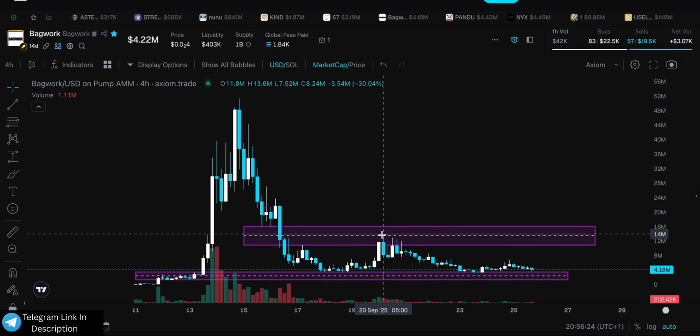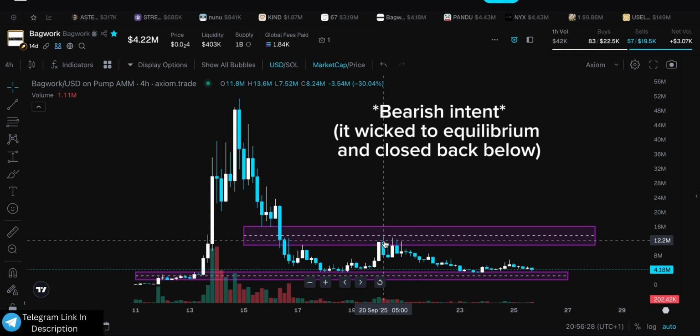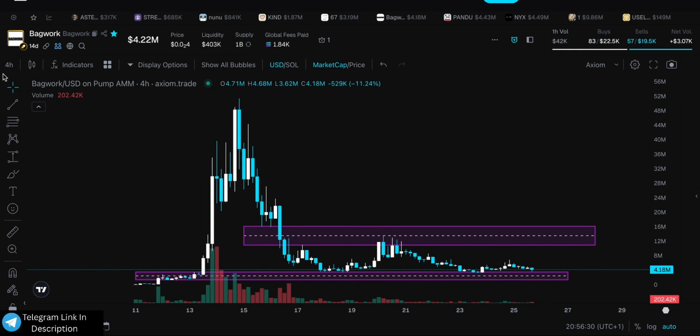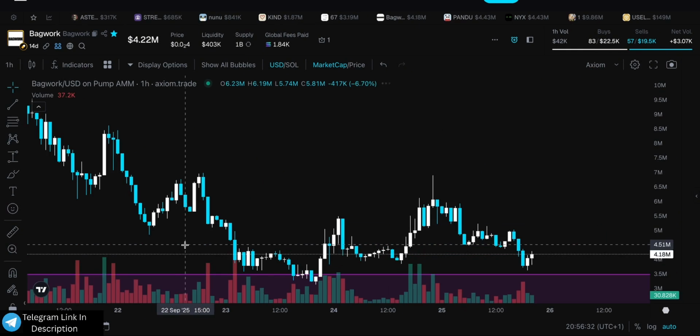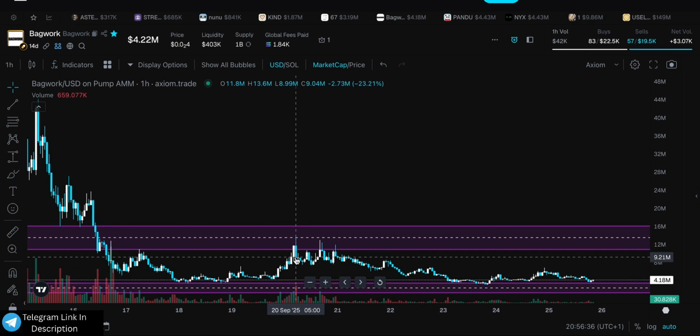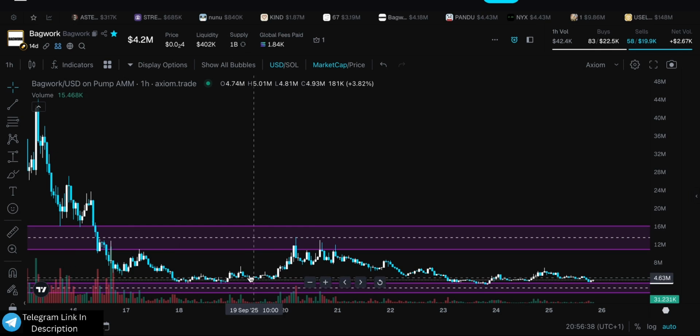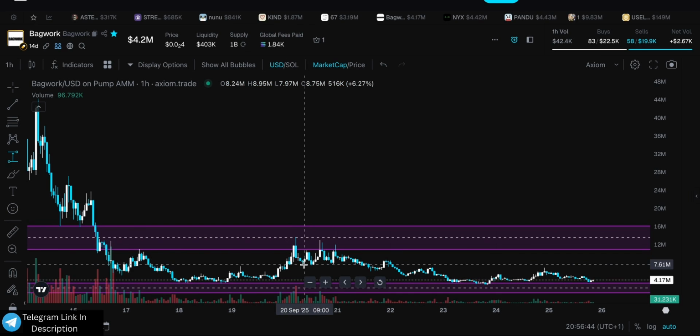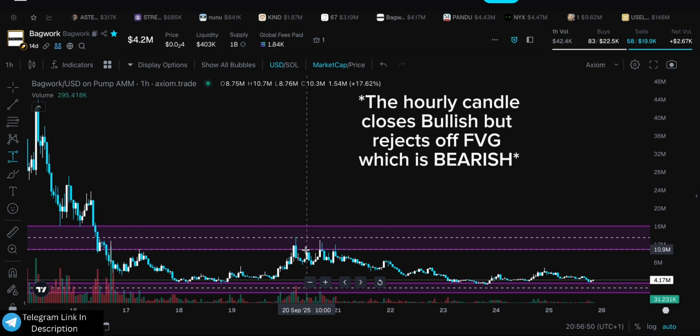It closed below. It wicked up to equilibrium, indicative of bullish intent. You can obviously go down to the hourly time frame to get a better exit, okay? So we close down here. Okay, well, just say you haven't taken profit and you entered down here. Well, even if you did exit here, I personally would have waited, and look, we come back up and we reject and close bullish off of the FVG.